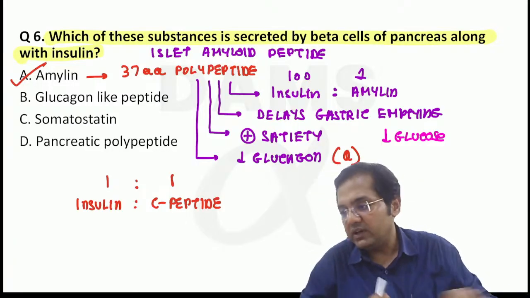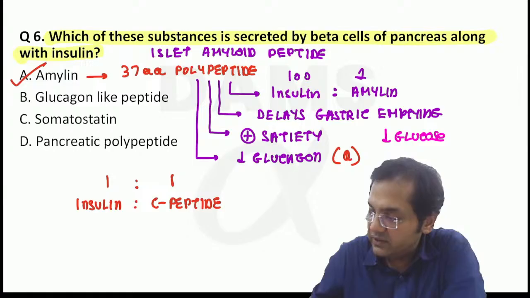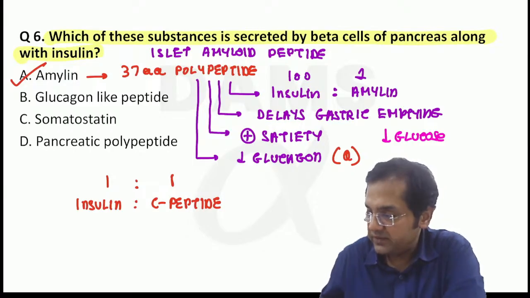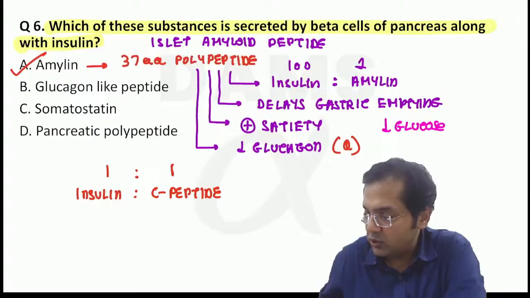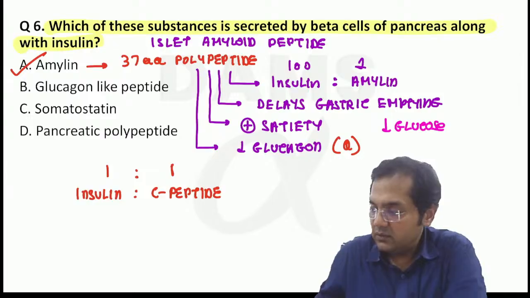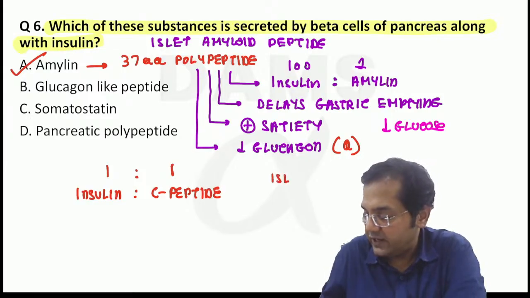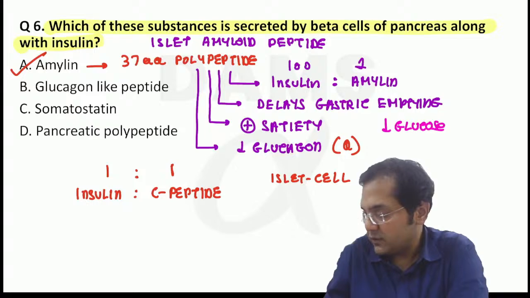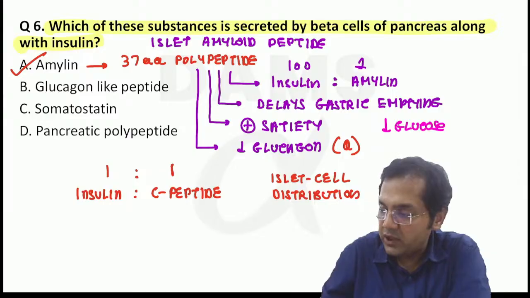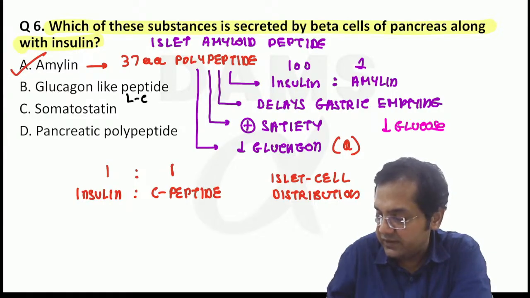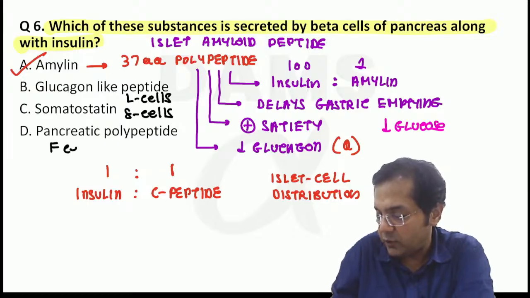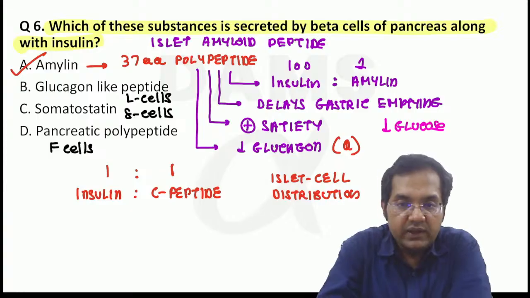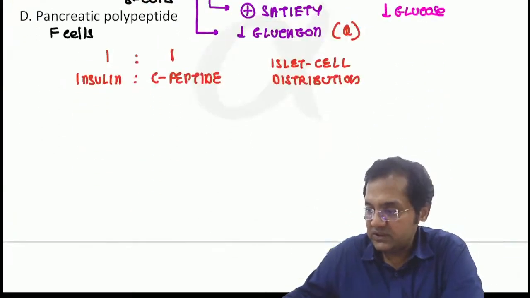Yes, proinsulin, IGF-1, that's right. So in the insulin, what else would I like you to know? Please remember, amylin decreases glucagon. Over here in insulin, remember the islet cell distribution. Glucagon-like peptide is via the L cells, somatostatin delta cells, pancreatic polypeptide F cells, right? F cells.